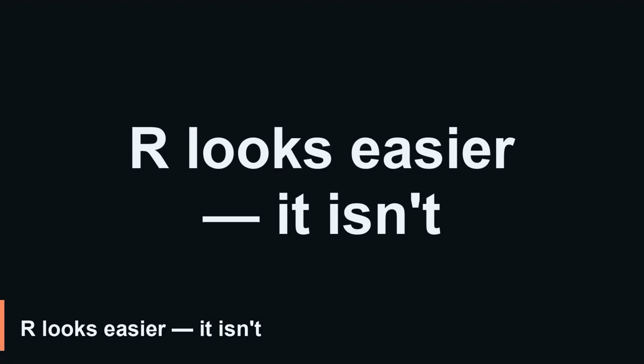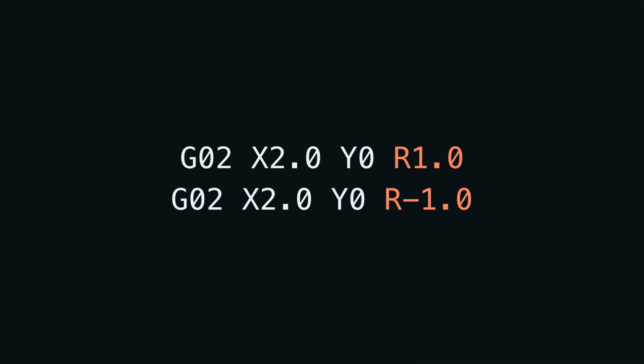Now the radius problem. There are 2 ways to specify an arc. IJK center offsets or an R value. R looks easier. R is also where the wrong side cut comes from. Compare these two, G02 X2.0 Y0 R1.0 and G02 X2.0 Y0 R-1.0. Same start, same end, same direction, same radius magnitude, 2 completely different arcs.